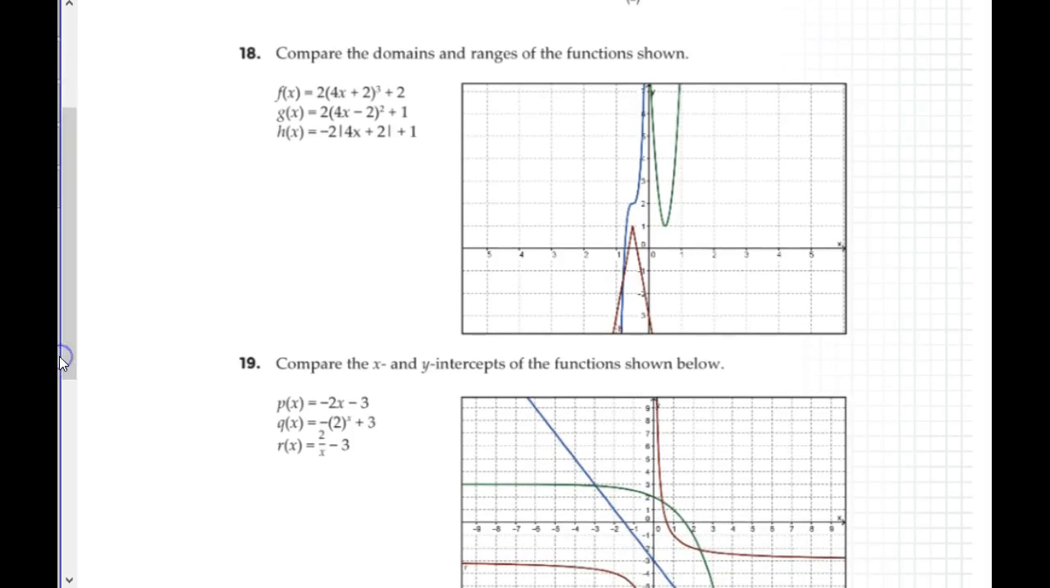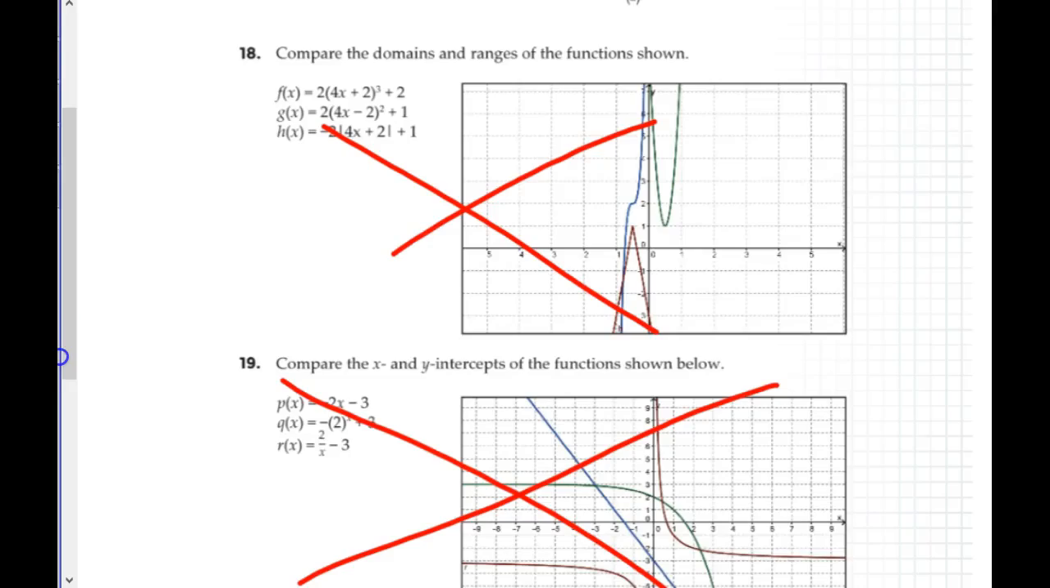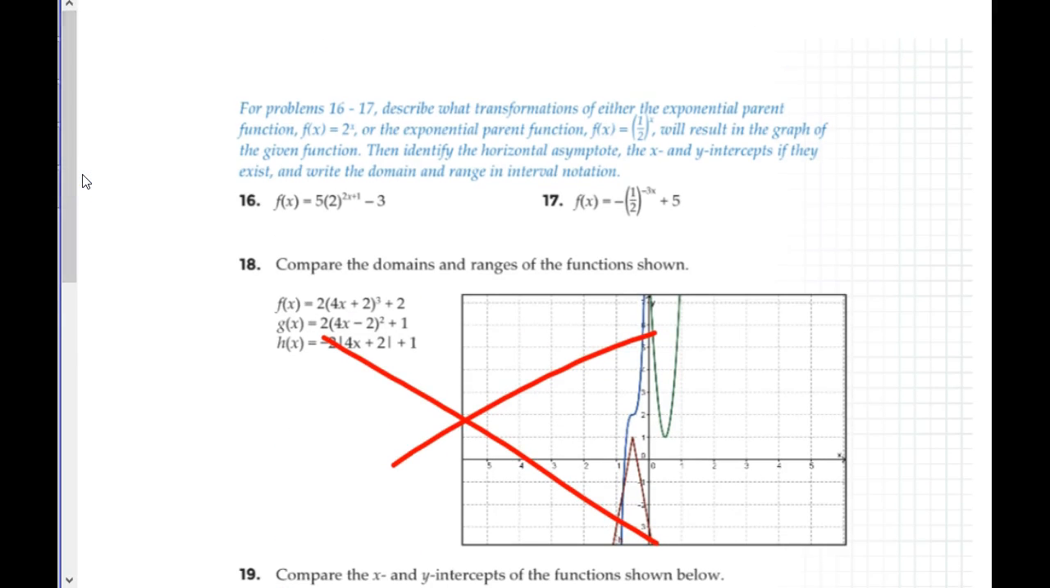Now 18 and 19 we're skipping, but at the top, now these are exponential, right? So remember, exponential looks like something like this with an asymptote.